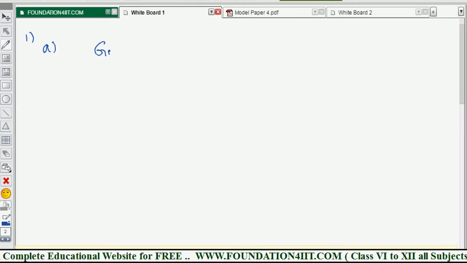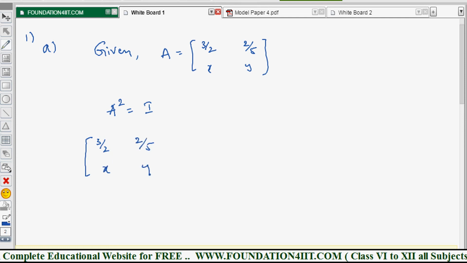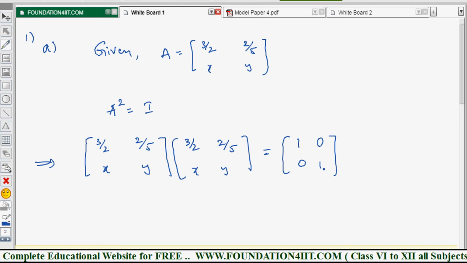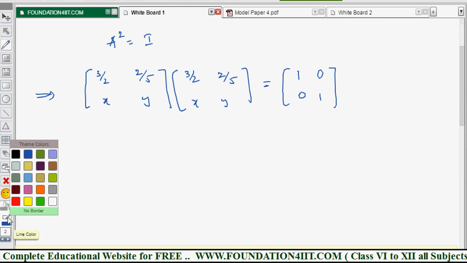Here given matrix A is 3 by 2, 2 by 5, x and y, and the condition is A square equals I. For A square, you should multiply matrix A again with A. A into A, that is matrix A, 3 by 2, 2 by 5, x and y, into the same matrix A, because A square is A into A. So from the given statement we can write 3 by 2, 2 by 5, x, y, squared, equals the identity matrix 1 0 0 1, because every matrix is 2 by 2, with 2 rows and 2 columns.